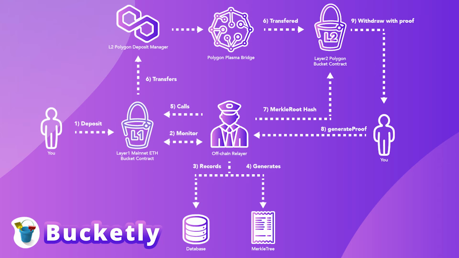An off-chain relay acts like a train conductor. He's monitoring the L1 contract for those deposit events. This off-chain relay then records those events in a database. Once the countdown to the deadline is complete and that reserve amount is reached, the off-chain relay generates a Merkle tree root hash using all the deposits for the current bucket. It's basically a receipt of all the transactions.